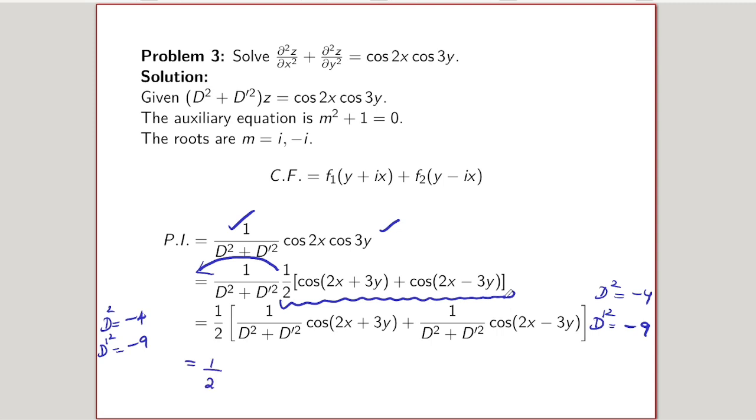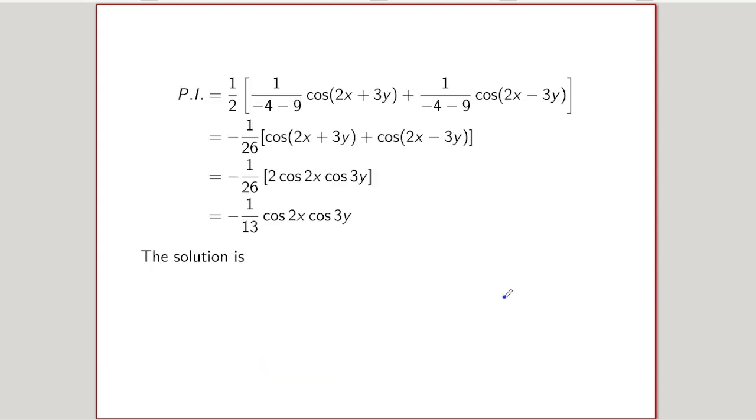This is equal to 1 by 2 into 1 by minus 4 minus 9 cos of 2x plus 3y plus 1 by minus 4 minus 9 into cos of 2x minus 3y. Now this term will be minus 13, here also it is minus 13. If we take both the minus 13 times outside, it is minus 1 by 26 [cos 2x plus 3y plus cos 2x minus 3y]. Note that we should not leave it at this step.